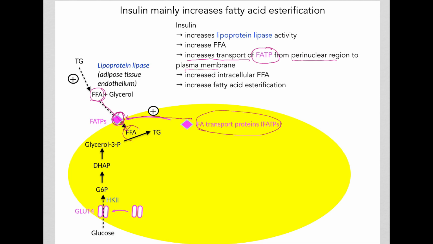So now with the fatty acids available and glycerol coming from glucose, we can esterify these fatty acids, combine them with glycerol to form triglycerides, thereby increasing lipogenesis. So this is the major strategy that insulin uses to increase lipogenesis in the adipocytes, mainly by fatty acid esterification.